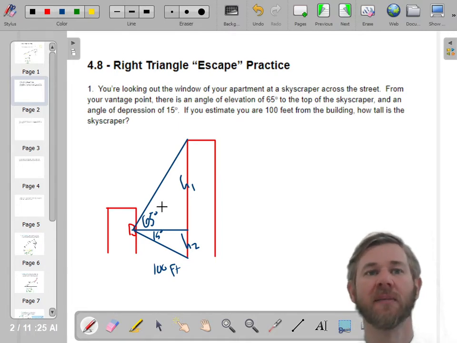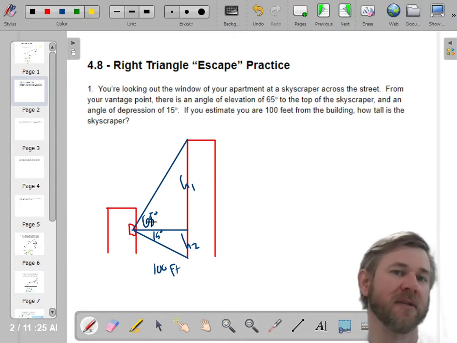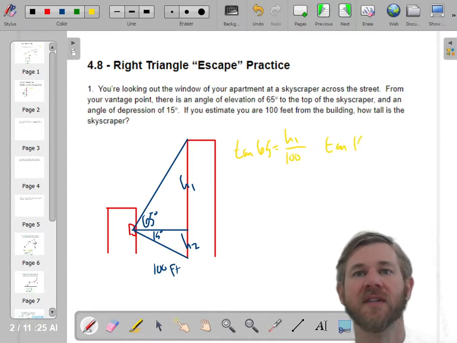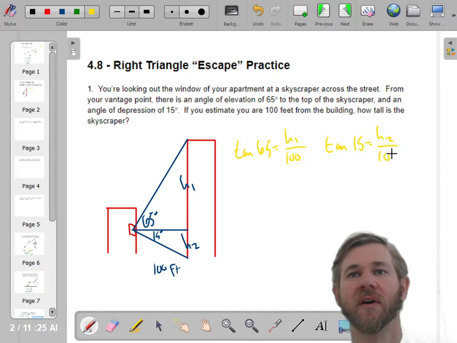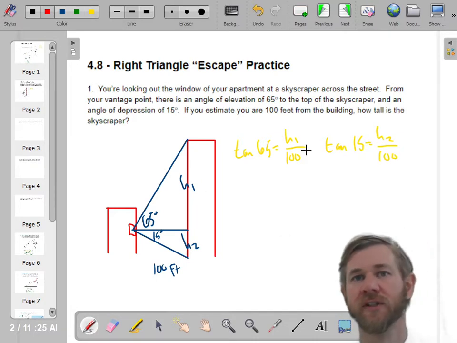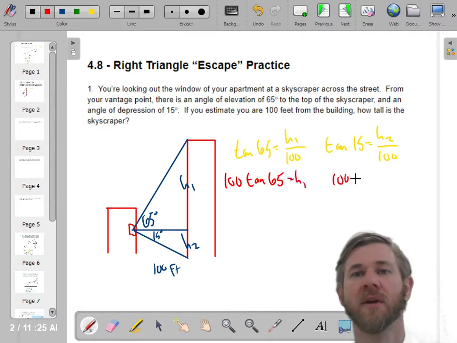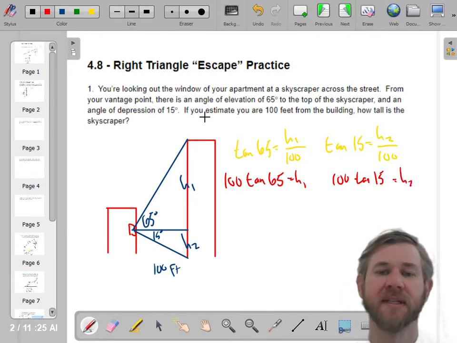So to find those, I'm going to write two tangent statements because it's opposite adjacent. We'll say the tangent of 65 is h1 over 100, and the tangent of 15 is h2 over 100. So to solve these equations, you multiply both sides by 100. 100 times the tangent of 65 is h1. 100 times the tangent of 15 is h2. And now we just need to add them together.